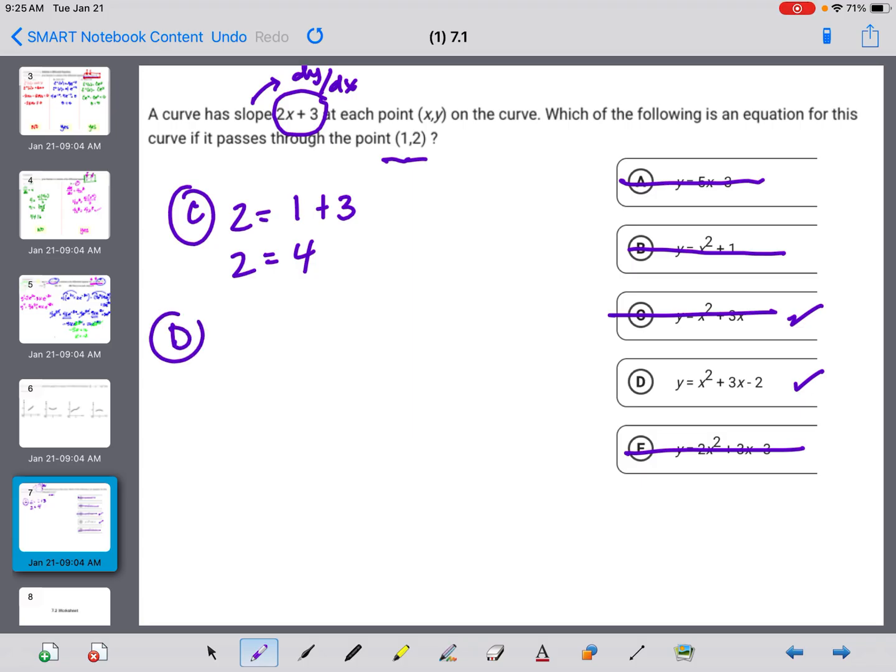So then let's try d. It should equal 2. We're going to end up with 1 squared is 1 plus 3 minus 2. And that gives me 4 minus 2, which equals 2. Perfect. So d is the one that would give me the slope or the derivative of 2x plus 3 and pass through the point (1, 2).